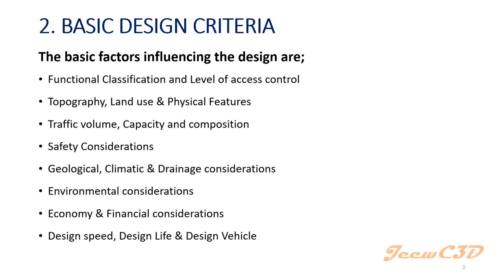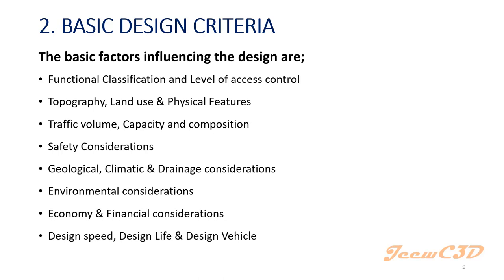Then you have traffic volume, capacity and composition. Traffic volume means how much traffic you have. That may be traffic volume per hour, per day, or per some period of time. So you can measure how much traffic there is on that road. When you are designing the road, you have to measure that volume, and then forecast the traffic for a future period, from today to 20 years ahead or 15 years ahead, what kind of traffic might be there. Likewise, you have to consider the traffic volume when you are designing the road.